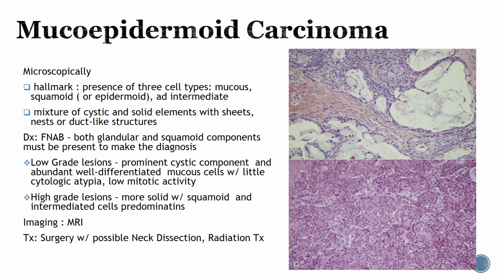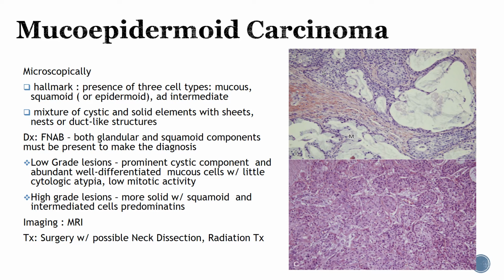Microscopically, the hallmark is the presence of the cell types: mucous, squamoid or epidermoid, and intermediate. The architecture is usually a mixture of cystic and solid elements, the latter with sheets, nests, or duct-like structures. The mucous cells have abundant light blue mucin in their cytoplasm, and nuclei are displaced to the periphery. The squamoid cells are large with abundant pink cytoplasm, and although they look somewhat squamoid in appearance, they are not truly squamous. Fine needle aspiration biopsy yields a mixture of cell types.